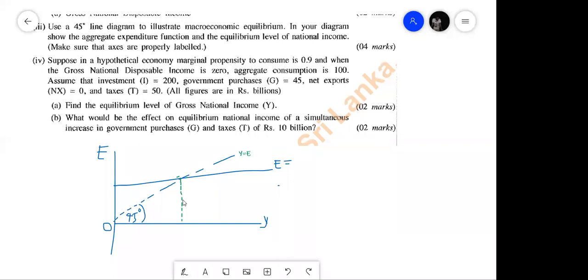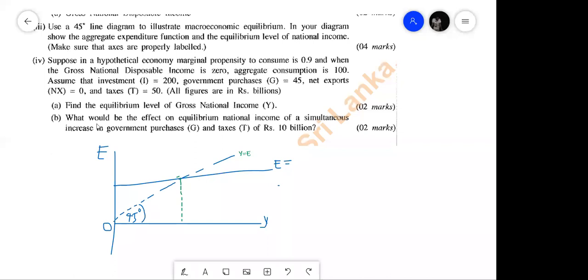a proper diagram like this will give you your 4 marks. Okay, so you need to mark the 2 axes. You need to mark a 45-degree line, the y equals E line, the expenditure line, the equilibrium. All of it has to be shown clearly. So simple thing, just to draw the diagram. That's all they're asking. Okay, done.